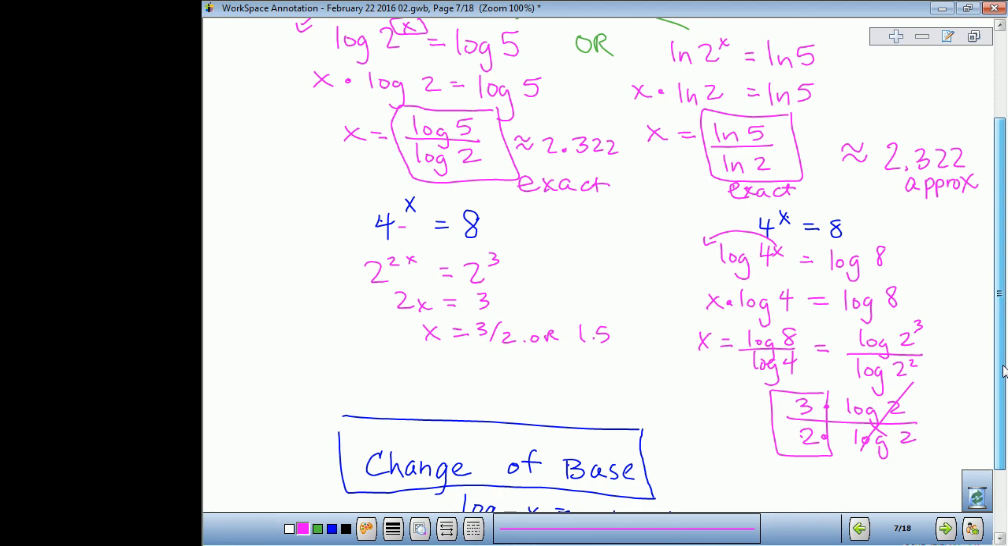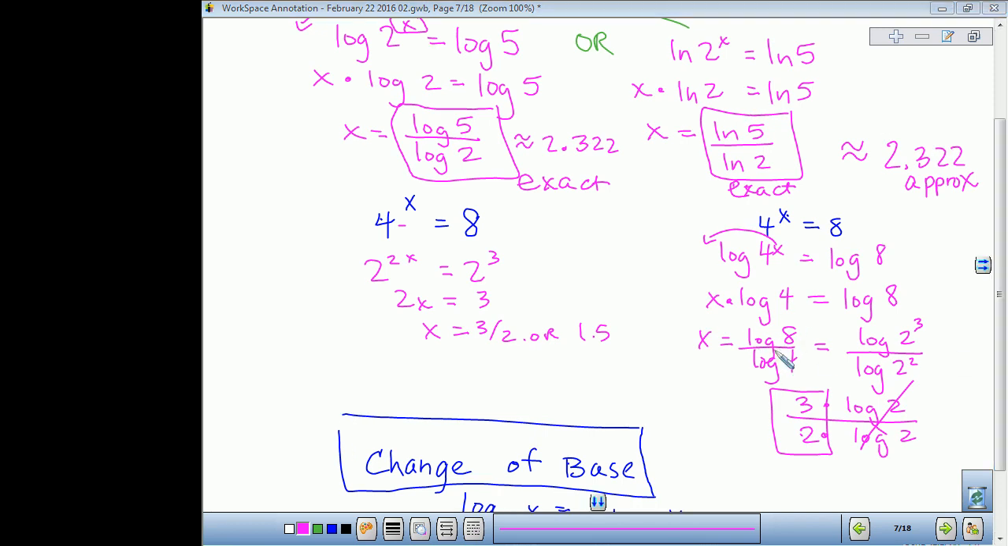Whether we stop here and punch it in our calculator and get 1.5, or we go here and get 1.5, or we use the properties of logs and get 1.5, that is the answer: 3/2 or 1.5. Do you see how it, in a nice way, gives us lots of proof that this is true?